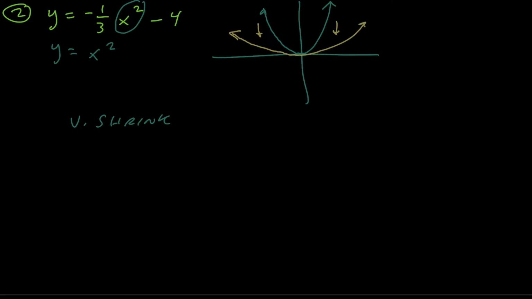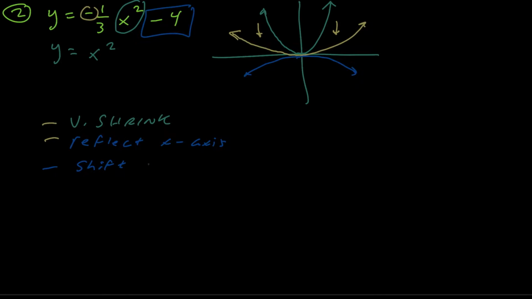1/3 the height. But then what comes after that vertical shrink, let's see, well, we can see that we have this negative here, and that negative is going to make all the y values the opposite, which is going to then take that graph and reflect it over the x-axis. So we're going to say reflect over the x-axis. And then the last step here is this -4, and that -4 is going to shift the graph or translate the graph down 4 units.